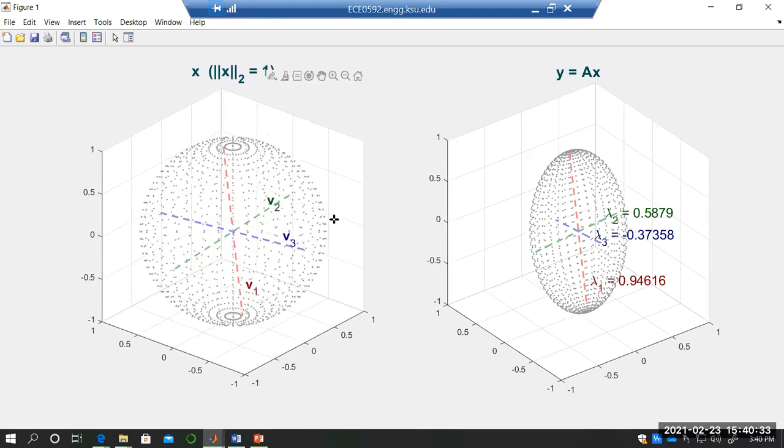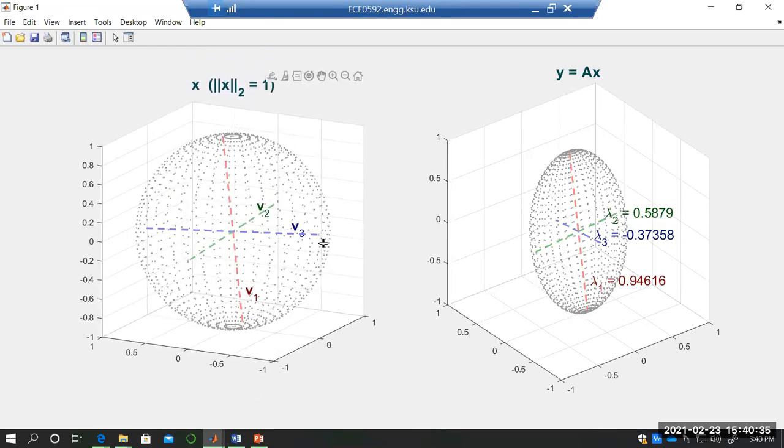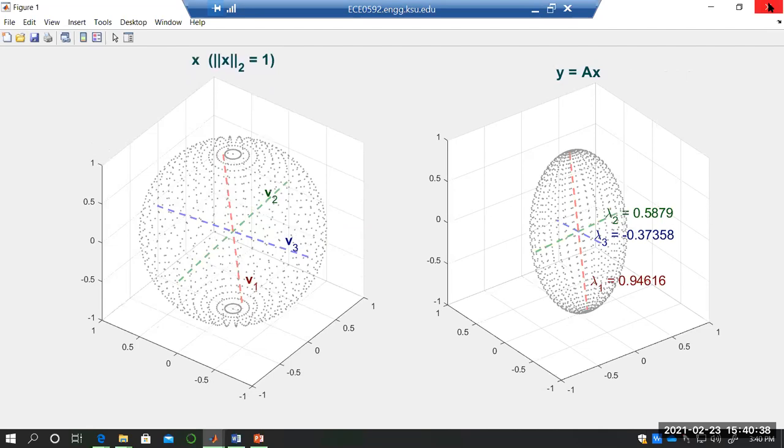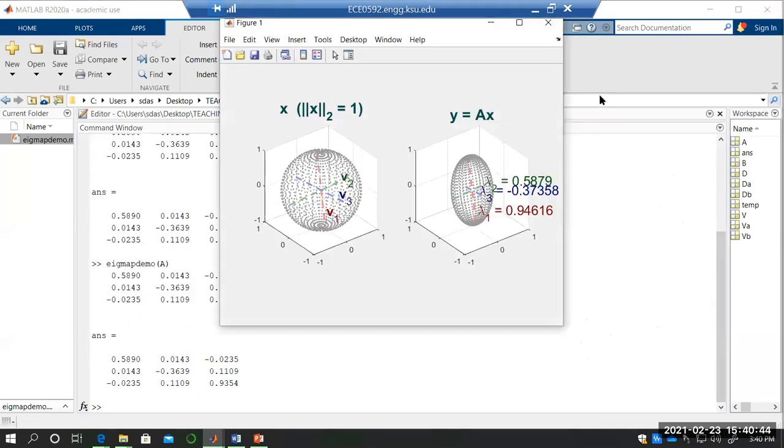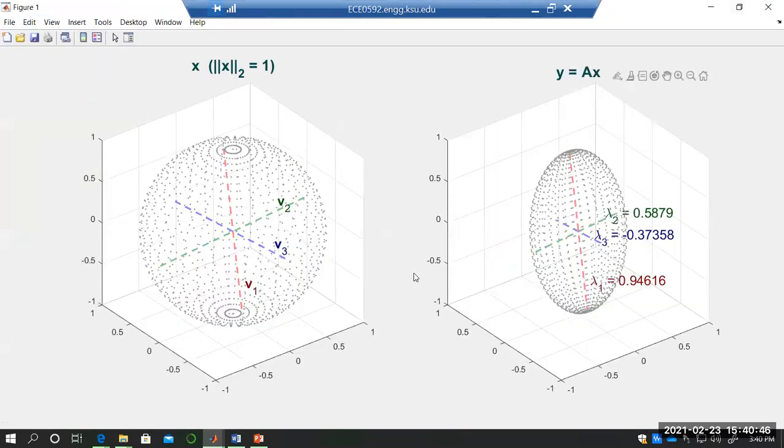Correct. So these are my three eigenvectors. I'll do it again because I rotated it once. Okay. Now, this is V1. If I let x equal V1, then Ax will be this red vector from 0 to this bottom.